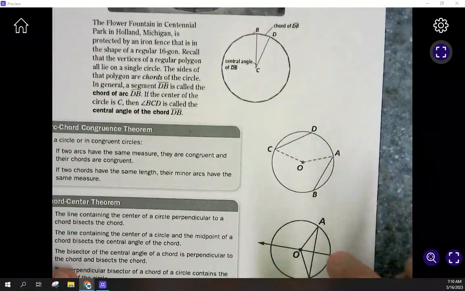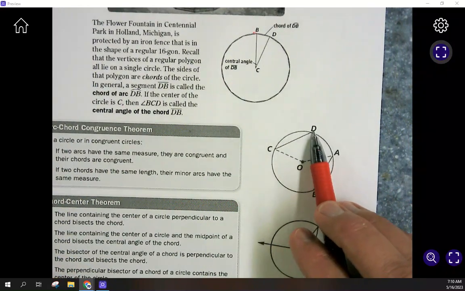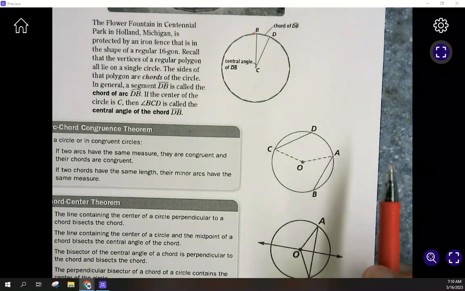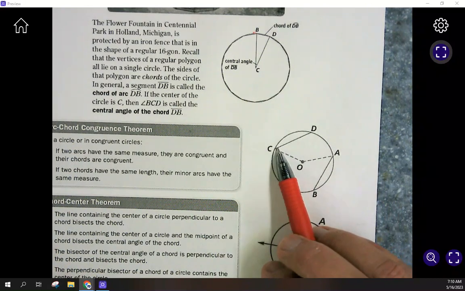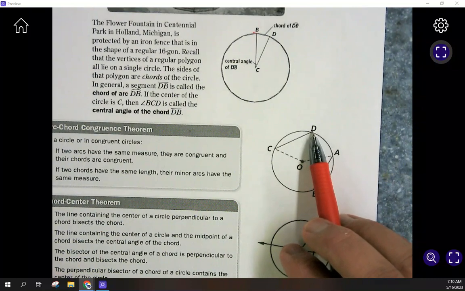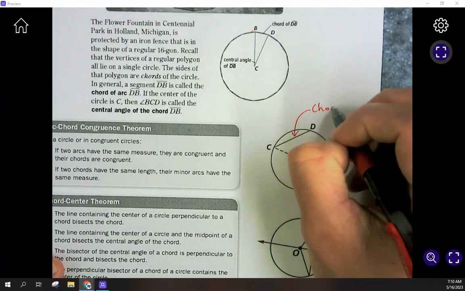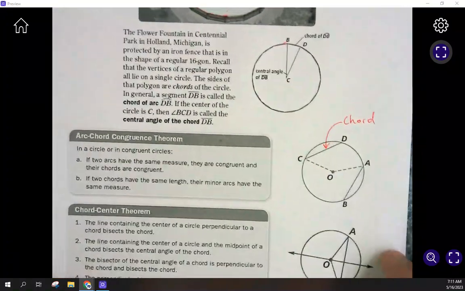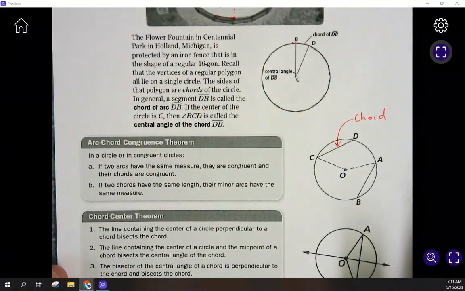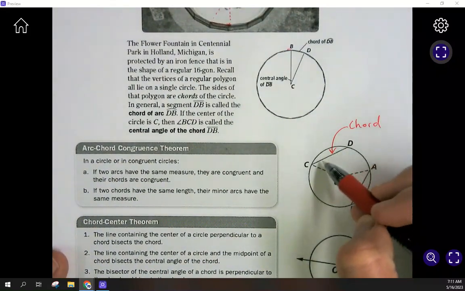So if we slide down real quick, just to get an idea, I want to make sure we know what a chord is. CD is a chord and AB is a chord. It's just a point out here on the side of the circle, and it's a line that connects to another point on the outside of the circle. That right there is a chord, and we're going to be looking at the measurements of these and how we can find them. What's interesting about them is that each one of them hits the side of the circle.